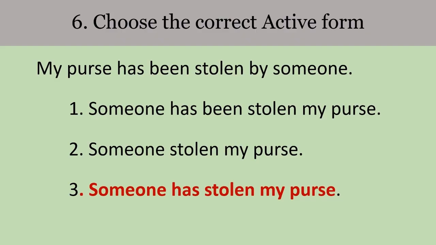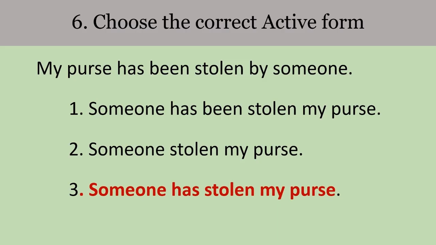In question number 6, the right answer is the third choice. My purse has been stolen by someone becomes, in the active form, someone has stolen my purse. Has been stolen is the passive verb. It cannot be used in the active form. The active form of has been stolen is has stolen. The rest of it is fine. In the 2 other sentences, someone is there as subject, no problem. My purse is there as object, no problem.